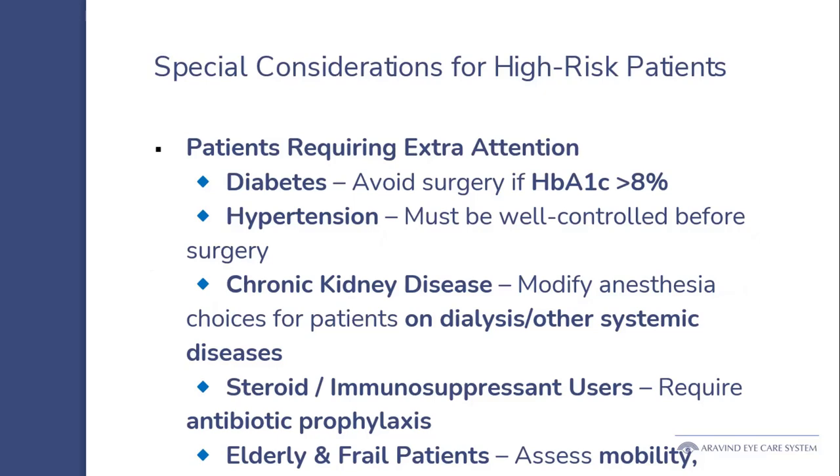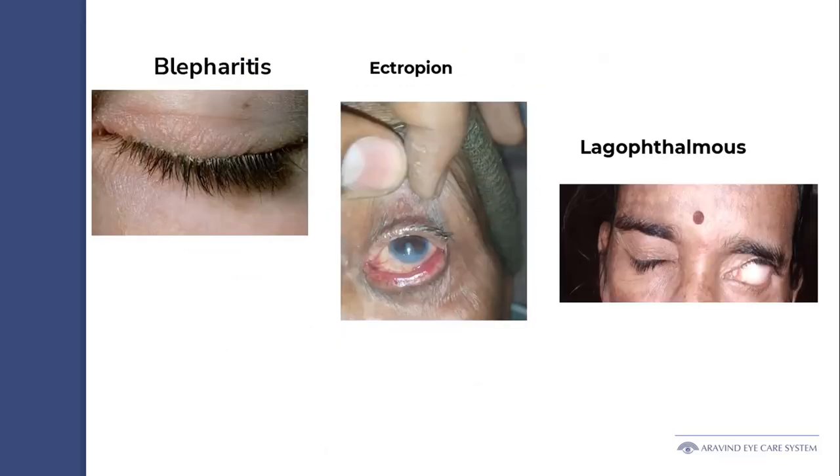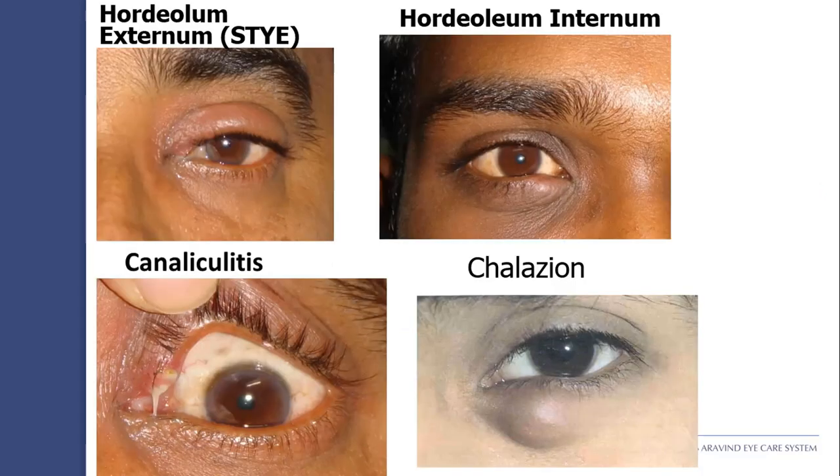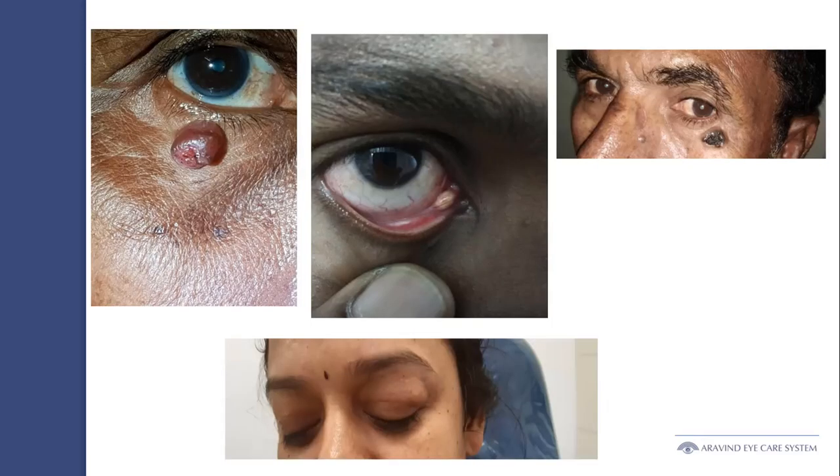Special considerations: usually elderly patients. In these patients, you assess mobility, cognition, and compliance. Ocular risk factors we are all very thorough about: lid abnormalities, lacrimal drainage system infection, conjunctivitis, contact lens wear. You have to address blepharitis and lid malpositions like ectropion and entropion, and assess lid closure and lagophthalmos. Lid infections, hordeolum, canaliculitis, chalazion, nasolacrimal duct issues. Syringing procedures you do not do on the day of surgery; they have to be done prior and properly addressed.